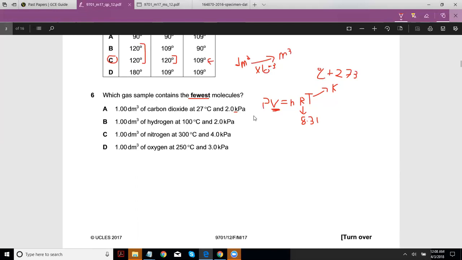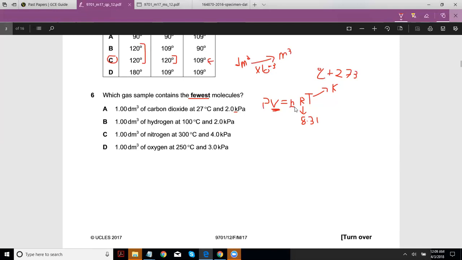So here you basically just go on. If it says molecules, not atoms, there's no tension, right? So we just calculate the number of moles, and whichever has fewer moles will have fewer molecules, right? Yeah. So now how do you save time on this?